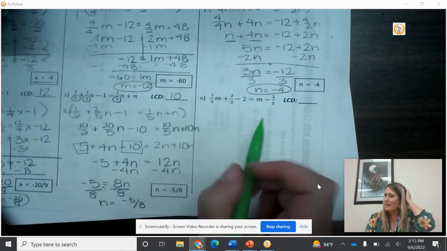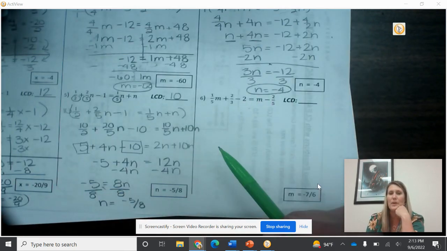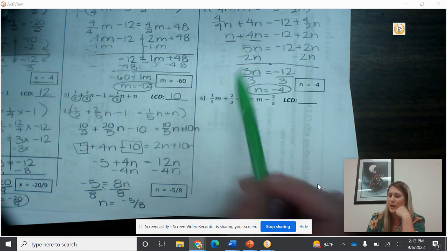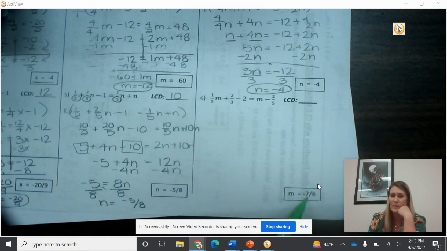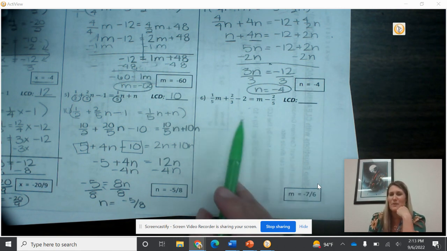The last one I'm going to leave blank. I'm not going to do that one with you. I want you to try and solve that on your own and get this answer. If you don't get it, that's okay. We'll go through it together, but I want you to give this one a shot on your own.